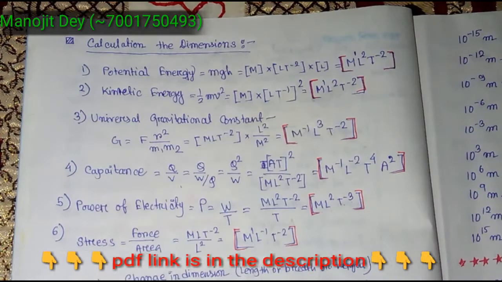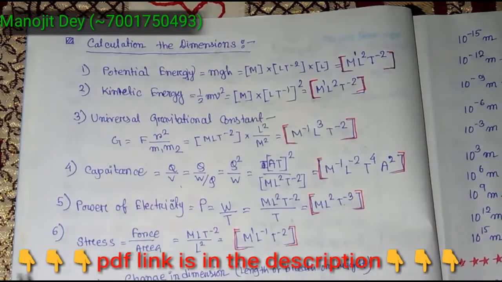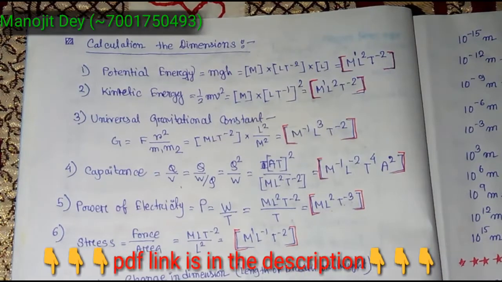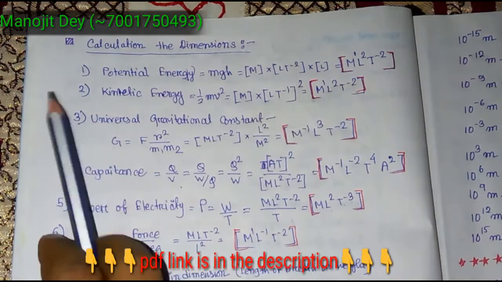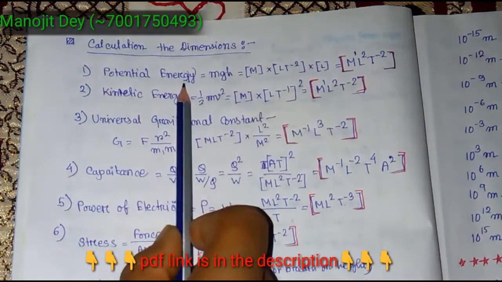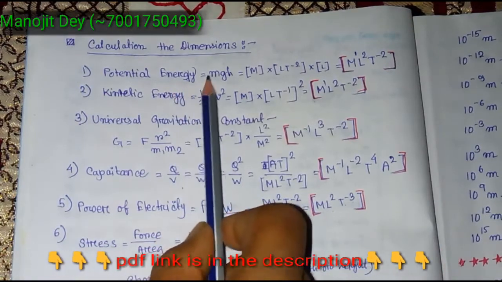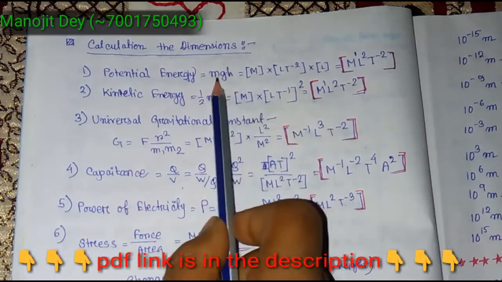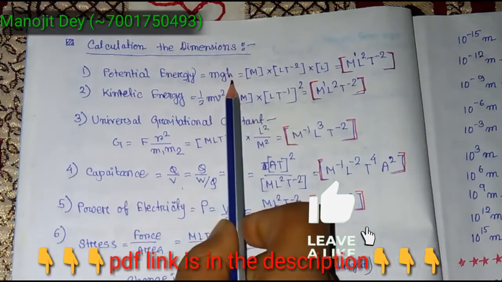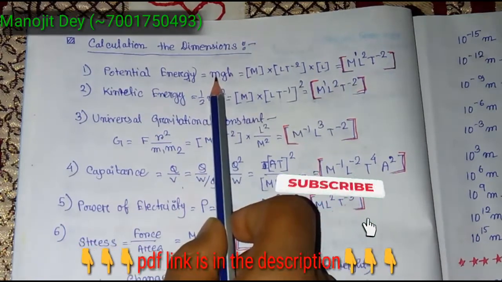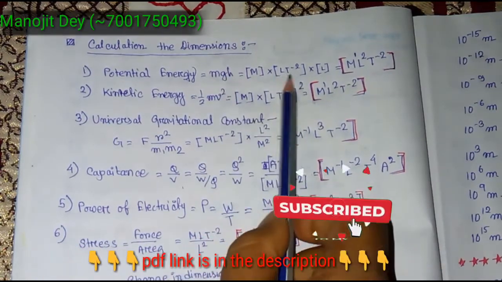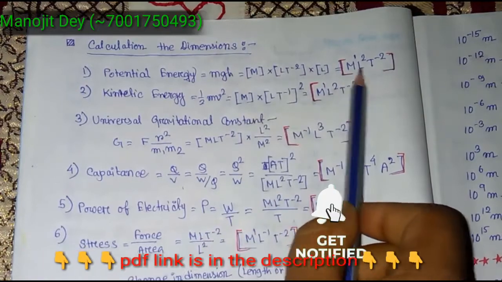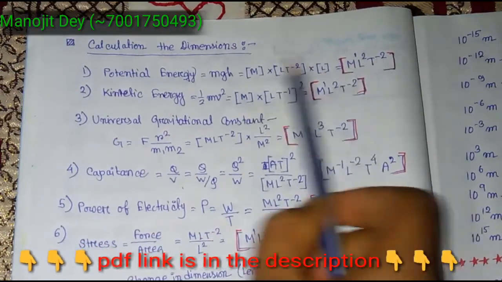Before starting today's lesson, let's practice some units and dimensions of physical quantities. The first quantity is potential energy. You know that potential energy is mgh: mass, acceleration due to gravity, and height. The dimension of mass is M, acceleration is L T to the power minus 2, and height is L. So it comes M1 L square T to the power minus 2.